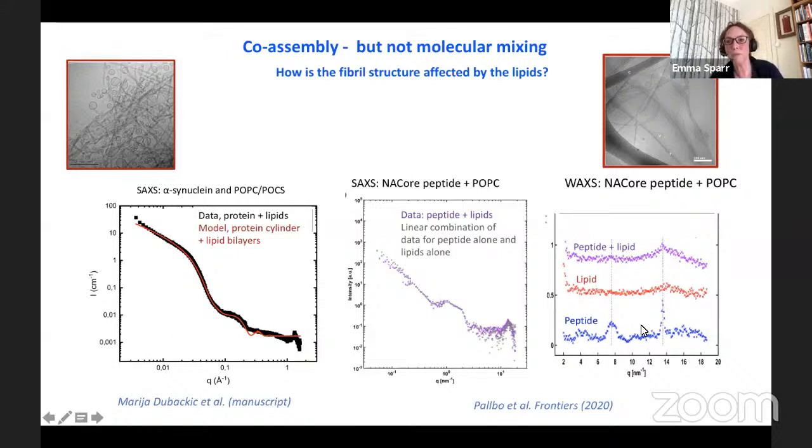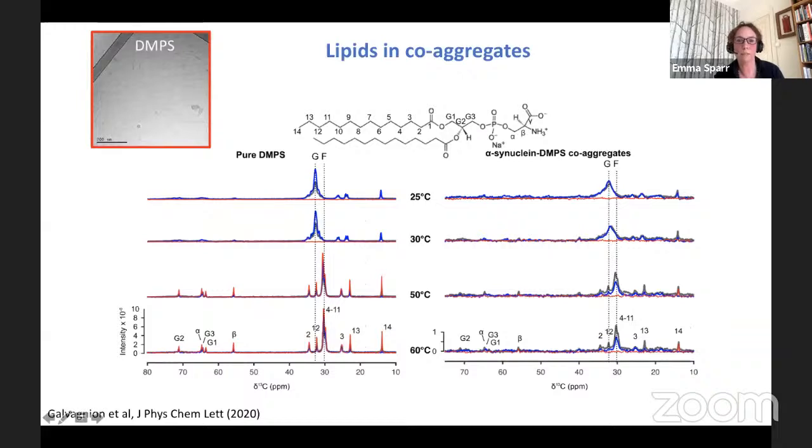And also, if one looks at the WAXS spectra, the typical peak characteristic for the packing of the cross-beta sheet in the amyloid fibers remains, as you see here, after the addition of lipids. So we can say that there is a co-assembly, but there is not molecular mixing in that way.